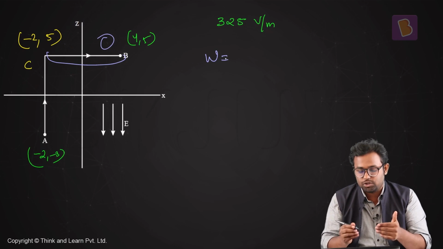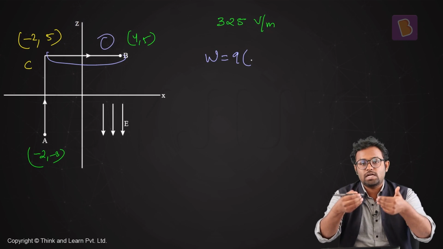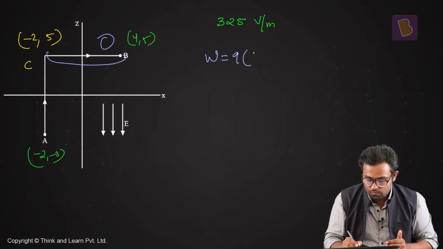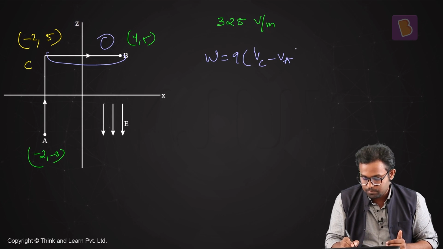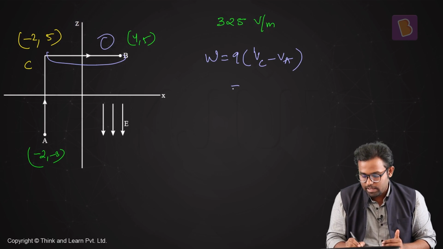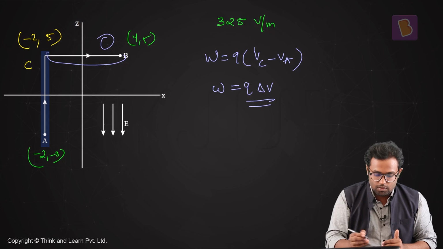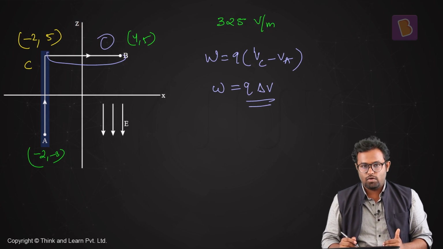The work done by the agent is equal to Q times (V final minus V initial). So V final minus V initial is VC minus VA. Okay, or I can simply write this in this case as Q times delta V. What will be the delta V between C and A? Okay, now we have to find that.